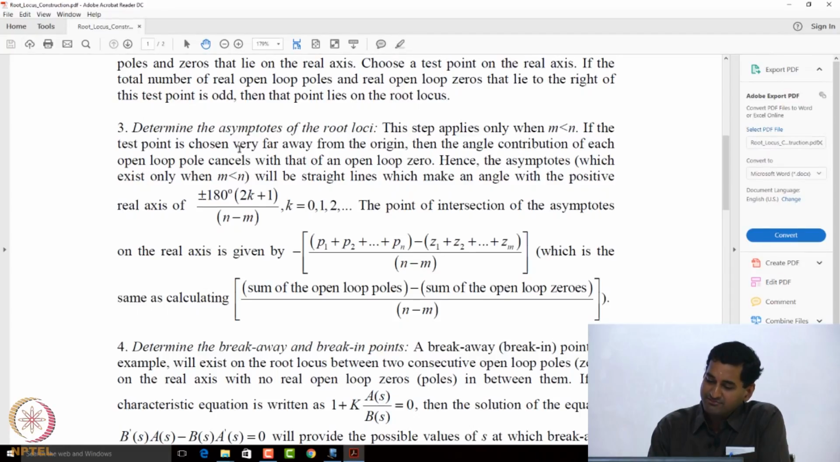If the test point is chosen very far away from the origin, then the angle contribution of each open loop pole cancels with that of an open loop zero, because the phase contribution cancels off between the open loop pole and the open loop zero, as they are equal in magnitude. Hence the asymptotes will be straight lines which make an angle with the positive real axis of plus or minus 180 degrees times 2k plus 1 divided by n minus m, because n minus m would be the difference.